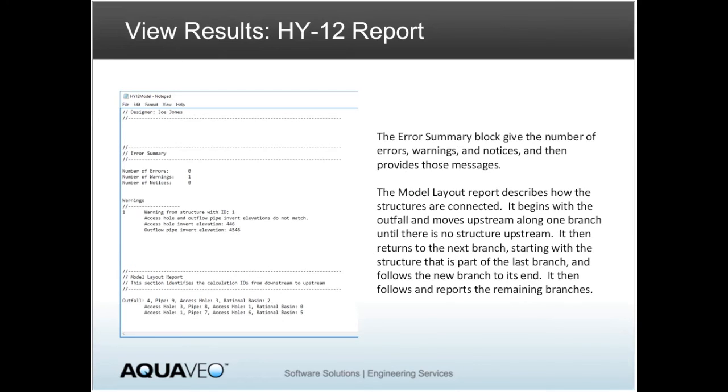The error summary block gives the number of errors, warnings, and notices, and then provides those messages. The model layout report describes how the structures are connected. It begins with the outfall and moves upstream along one branch until there is no structure upstream. It then returns to the next branch, starting with the structure that is part of the last branch, and follows the new branch to its end. It then follows and reports the remaining branches.